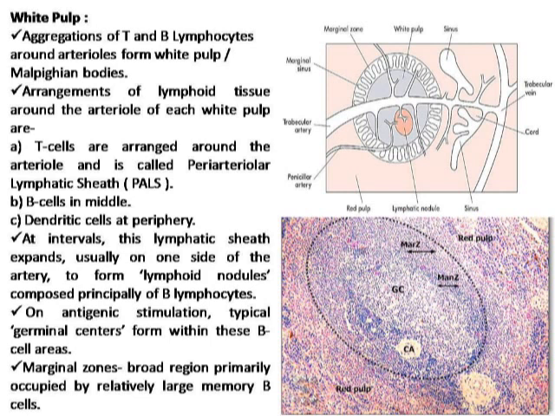And the primary follicle is the follicle that consists mainly of small immature lymphocytes.